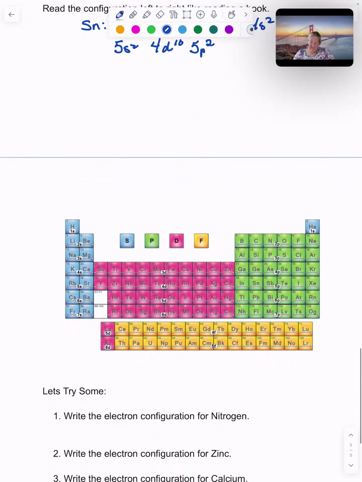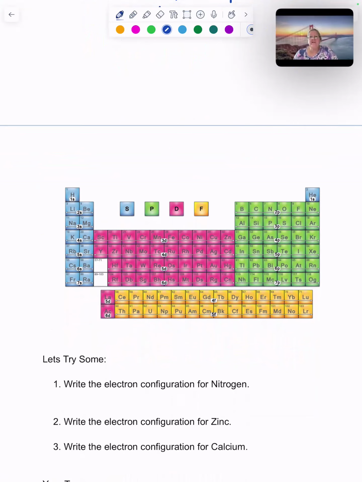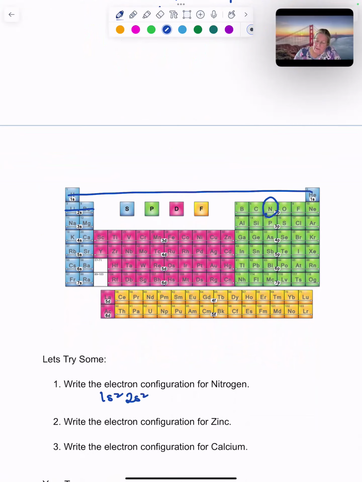Let's do the electron configuration for nitrogen. So the first thing you need to do is look at the periodic table and find nitrogen. Here's nitrogen. We're going to read it left to right like a book. 1s is filled with 2. 2s is filled with 2. Our 2p has 3. Now, nitrogen's fairly stable. Why is it more stable? Because it's 3 over. That means it's got 1 electron in each orbital. Each of these electrons are spinning up. It has not paired with any of our downward spinning electrons.